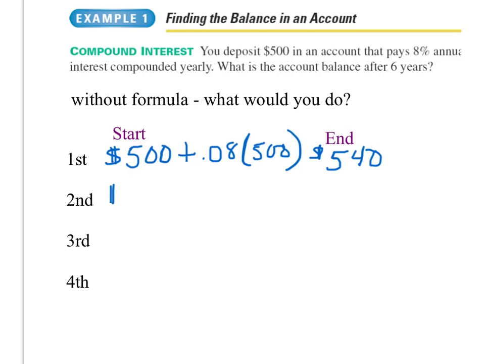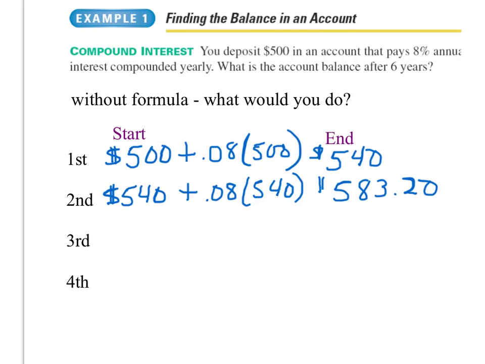So now to start the second year, and this is what it means by compounded yearly, you're going to start with $540. Okay, and again, to that you get to add 8% of 540. Again, calculate that, and you'll get about $583.20. So hit pause, continue to do that, and go up through 6 years. So in the 6th year, you should have gotten that you ended up with $793.44, or at least it rounds to that in dollars and cents. So again, what we did here is I kept changing the starting value.